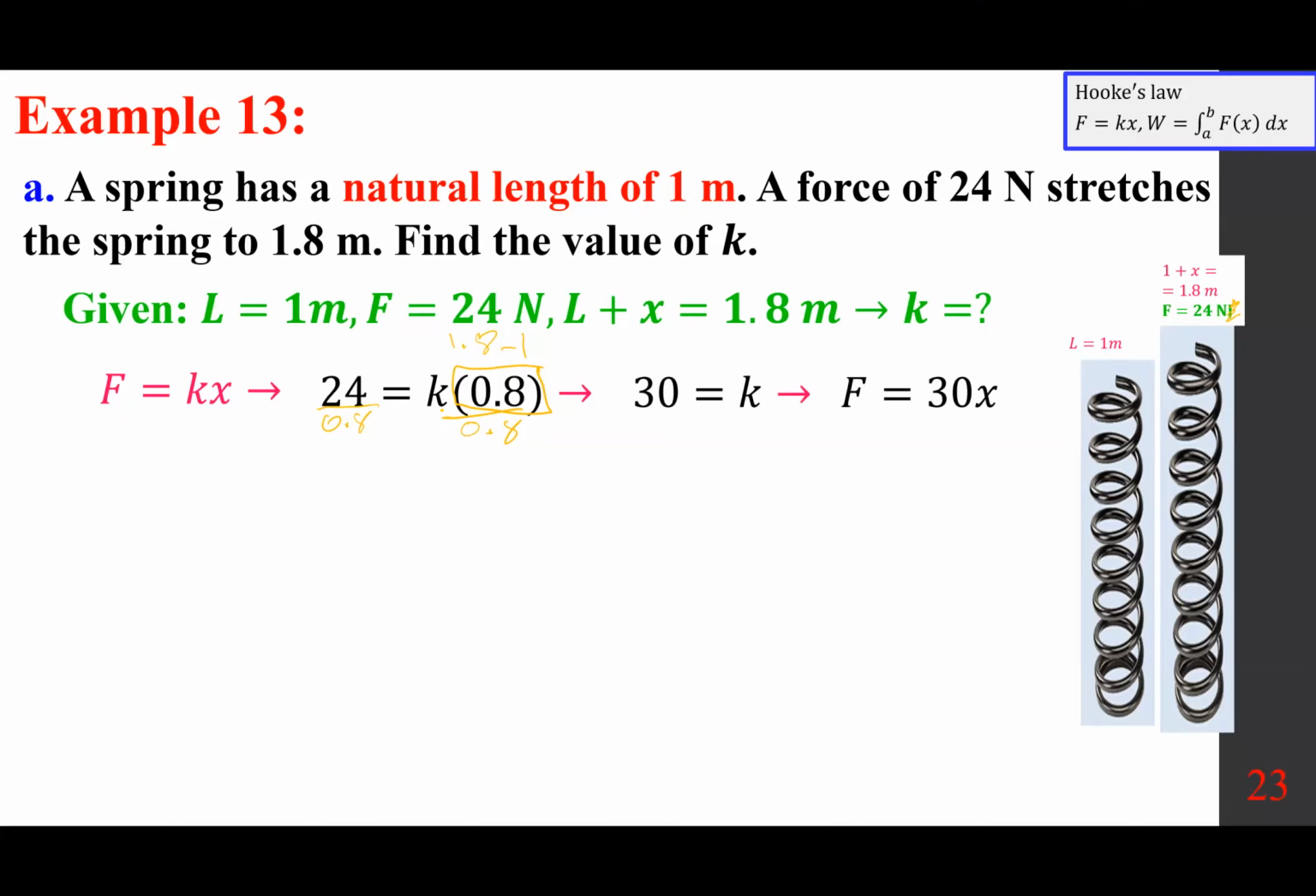By the way, as far as the units, this would be newtons per meter.